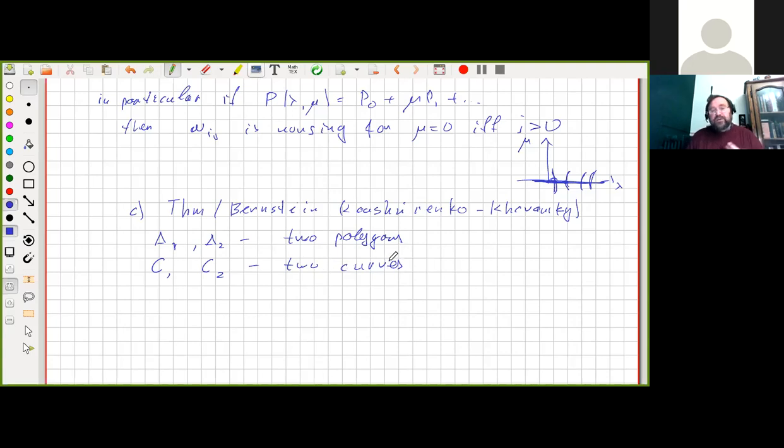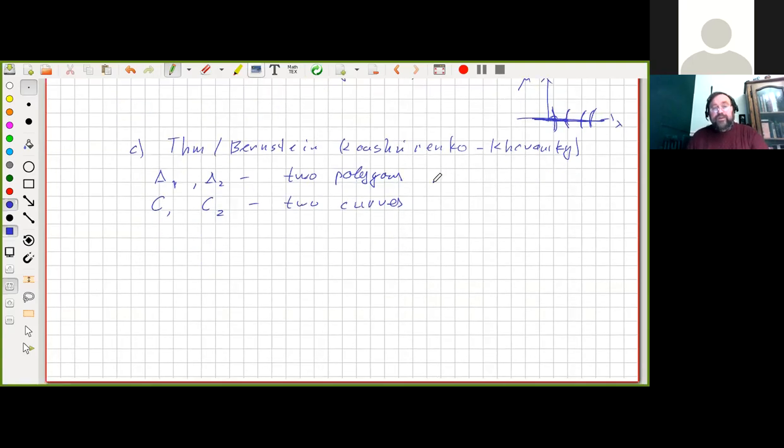Once again, I suppose that the curves are generic. Then one can ask the following question: what is the number of intersection points? So I can take C1 intersect with C2. So we have two one-dimensional curves in two-dimensional space, so they have, generically, finitely many intersection points.